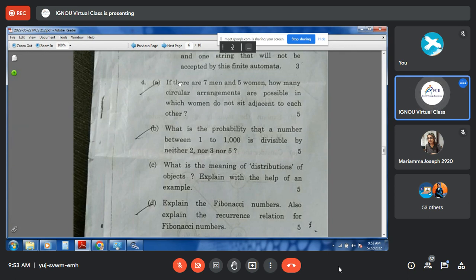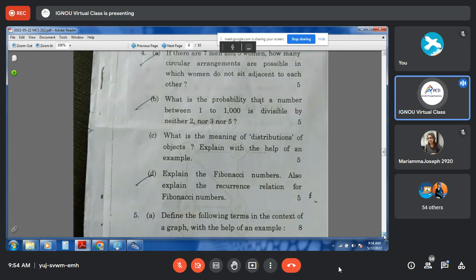No, this is the numerical. If there are 7 men and 5 women, we change the count. How many circular arrangements are possible in which women do not sit adjacent to each other? Same thing: women do not want to sit adjacent to each other. Simply we have man, woman, man, woman. No problem that the count of men is more than the count of women. Again we start the solution in the same manner.